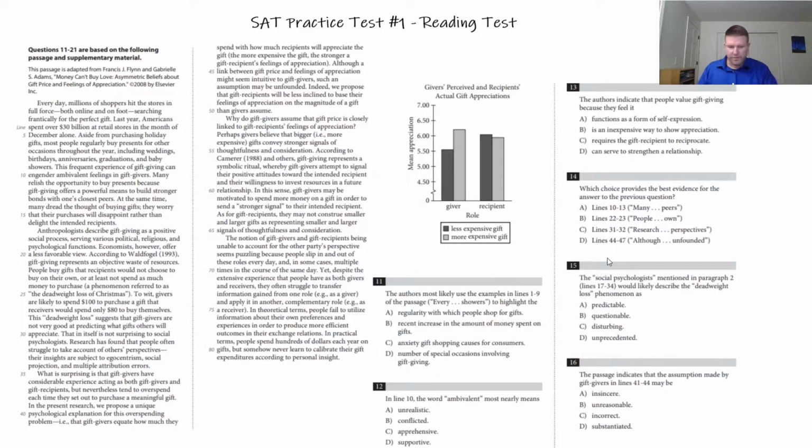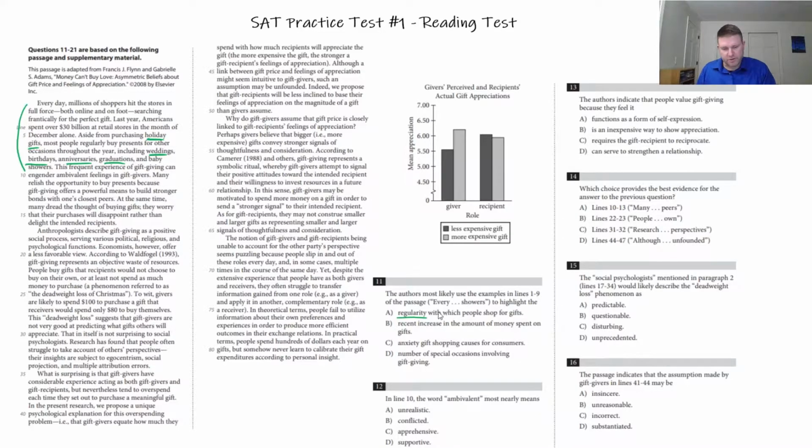So if we go through here, now 11, the authors most likely use the examples in lines 1 through 9 of the passage to highlight. So if we just hone in on that, 1 through 9 is right there. It's just mentioning a bunch of times that Americans have to shop for gifts, right? So we've got holiday gifts, right? Most people regularly buy presents for other occasions throughout the year: weddings, birthdays, anniversaries, graduations. So they're just talking about how often people have to shop for gifts. So if we go through the answer options here and eliminate as we go, if we hone in on this, this is the essence of A, the regularity or the often-ness with which people shop for gifts.